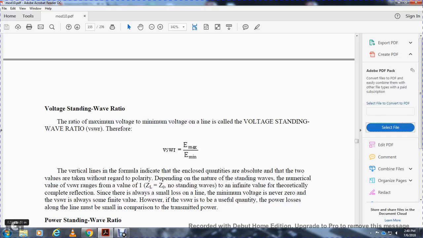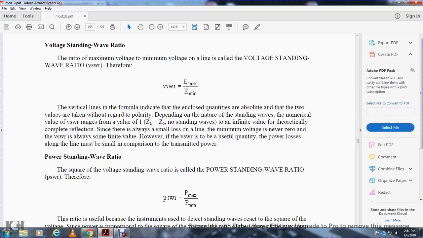The numerical value of the voltage standing wave ratio ranges from a value of 1, load impedance equal to the characteristic impedance, no standing waves, to infinity, with theoretical complete reflection. Since there is always some loss along the line, the minimum voltage is never zero, and the voltage standing wave ratio is never infinite. However, for the voltage standing wave ratio to be a useful quantity, the power loss along the line must be small in comparison to the transmitted power.